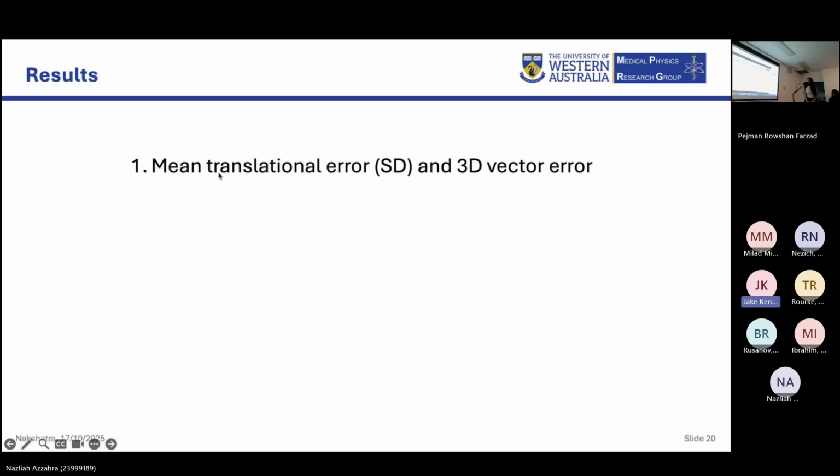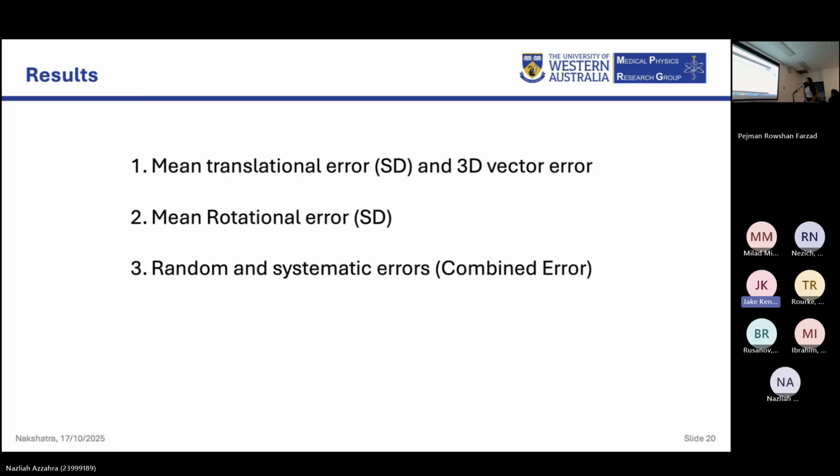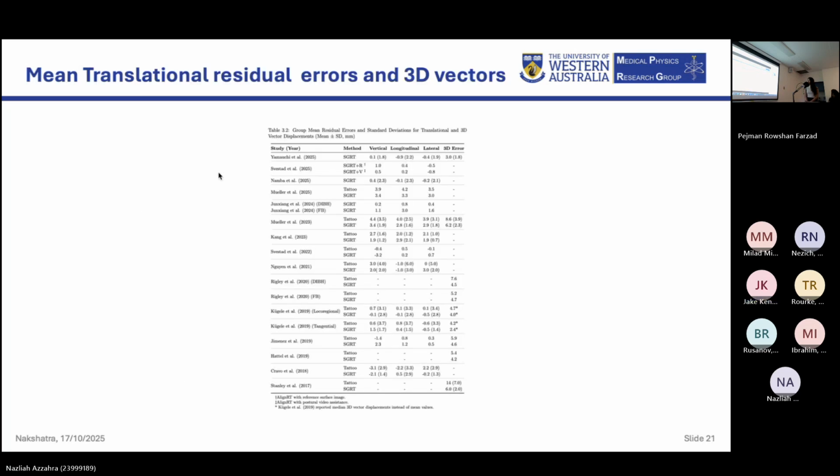So the results looked at the mean translational error, including the standard deviation and 3D vector error, the mean rotational errors, and some studies reported it as random and systematic errors. So I've included that too, and then time limitations.